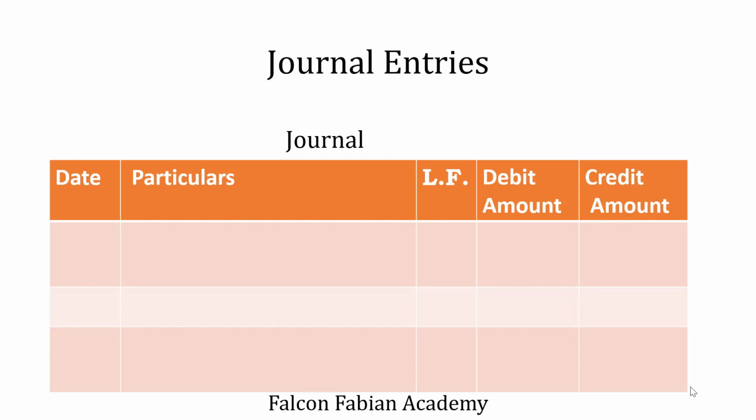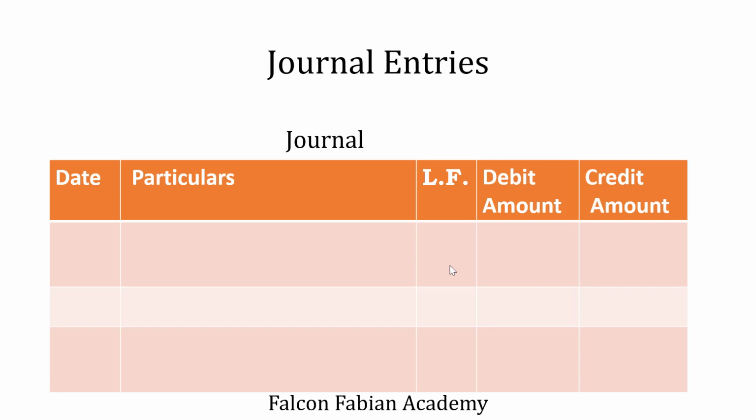So your journal looks like this. First, you have a date column. The second column is the particulars column where you will record the journal entry. Then this is the ledger folio column. In the ledger folio column, you record the page number where this entry is posted in the ledger.